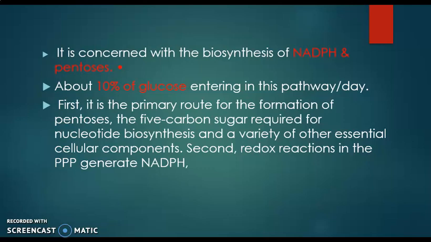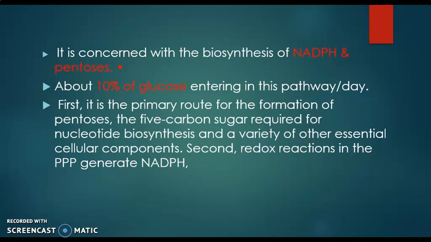It is mainly concerned with the biosynthesis of NADPH and pentose, which is a 5-carbon sugar. Actually, glycolysis involves the oxidation of 6-carbon sugar. In the pentose phosphate pathway, it includes the oxidation of 5-carbon sugars. About 10% of glucose enters this pathway per day. So, 10% of the glucose is entering this pathway.